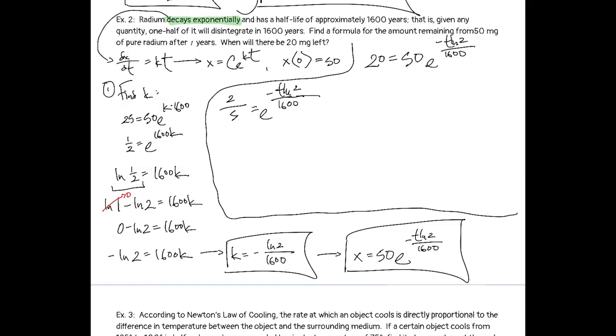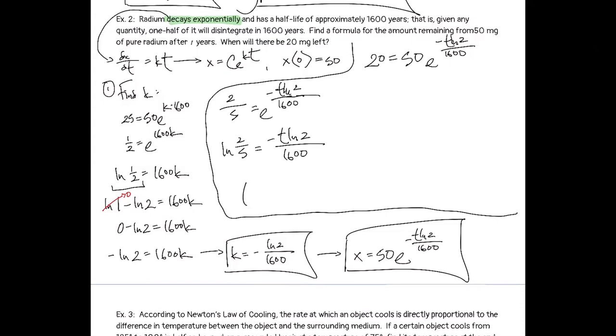All right, now I'm going to take your advice and let's natural log both sides. So we've got natural log of 2/5 equals negative t natural log 2 over 1600. Now to isolate my t, I'm going to multiply by 1600 and then divide by natural log 2, or negative natural log 2. So that'll give me t equals 1600 natural log of 2/5, divided by negative natural log 2. That's getting rid of the 1600 and then dividing by negative natural log 2 to get that negative natural log 2 away from the t.